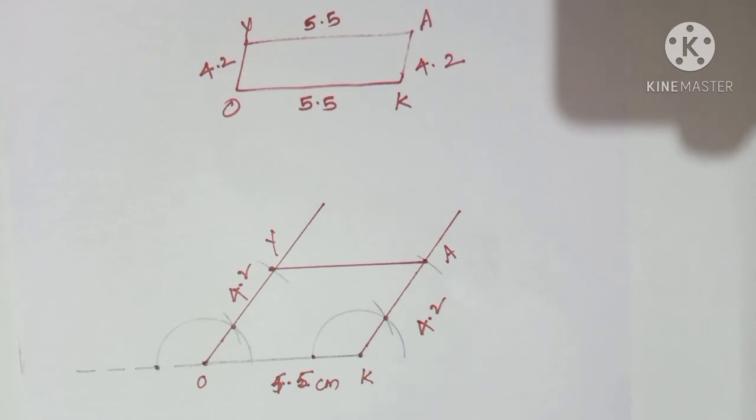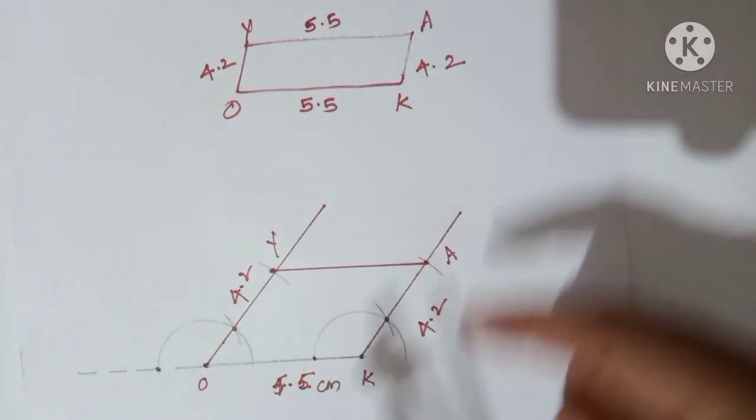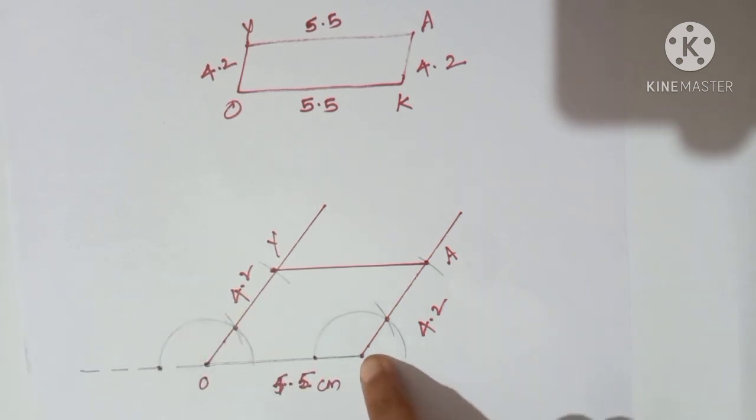So first we will draw a line segment OK equal to 5.5 centimeter. Next, no angles are given in this question, so we are going to apply the property. What is the property of a parallelogram? Opposite sides are parallel. We are going to apply that property. So how will you construct a parallel line? Take a compass of any radius, keep at the O point, draw an arc, keep at the point K, draw an arc.